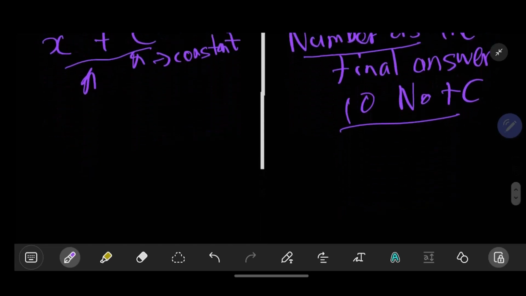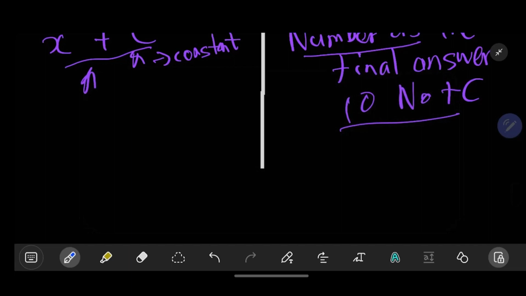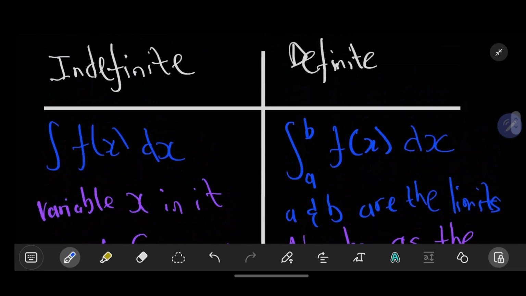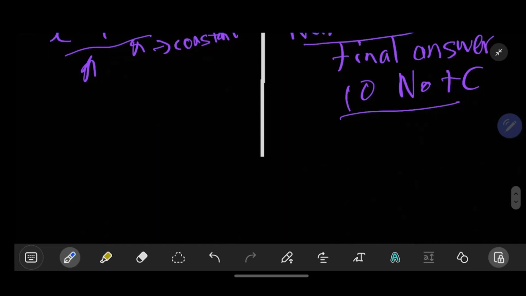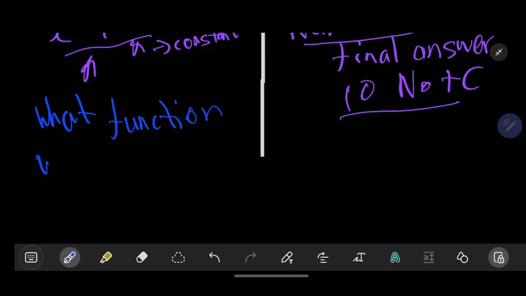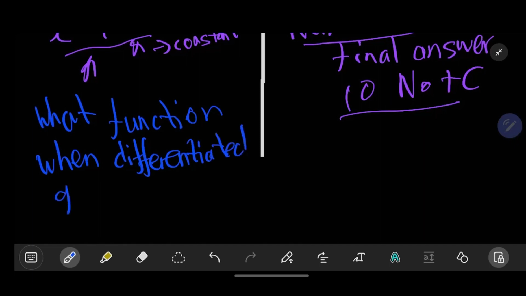The other difference between the two is that in an indefinite integral, we are looking to find a function. We basically try to answer the question: what function, when differentiated, gives us f of x? That's what we're trying to find in the indefinite integral.